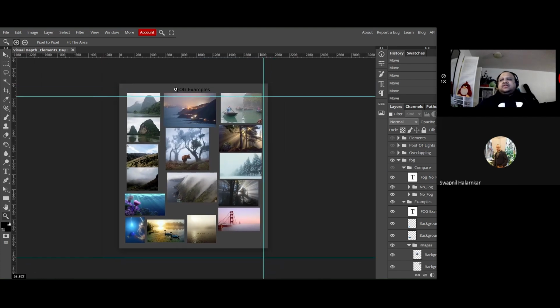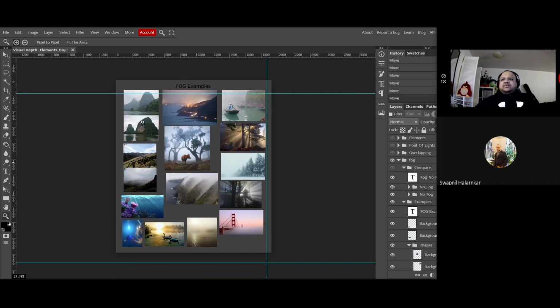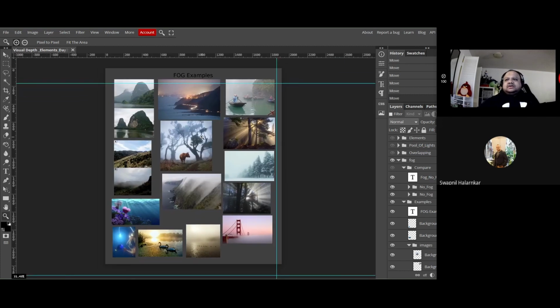Okay, so we have a lot of examples of fog here. When I was preparing this, I was so amazed with the fog, and how beautiful the fog can be.